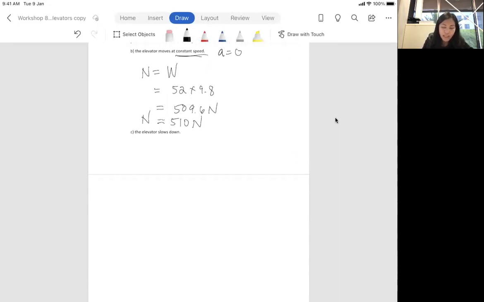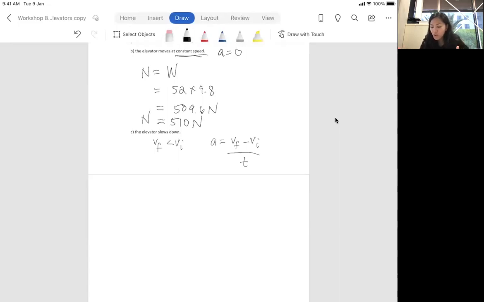Something will happen to the acceleration when the elevator slows down. When the elevator slows down, that means the final speed is less than the initial speed, right? And we know that acceleration is the change in velocity over time. It's in the same direction. It's just the speed that's changing and giving you this acceleration. So acceleration will be the final minus the initial speed divided by time, if you're getting the magnitude of the acceleration.